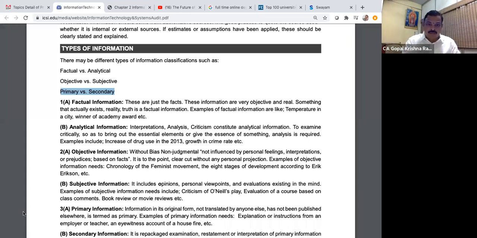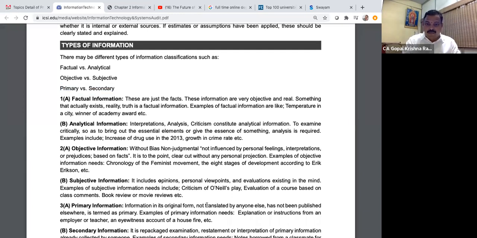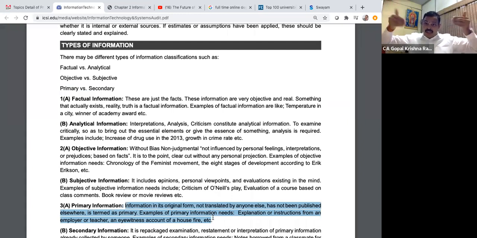So what is primary information? Original form, not translated by anyone. Original. But what is secondary information? You don't go to market and take data. Somebody is already having data. That data you take and you further process it. Now there is a plus there, minus is there. Plus is you get data faster. What is the minus? Whether that data is the right data.